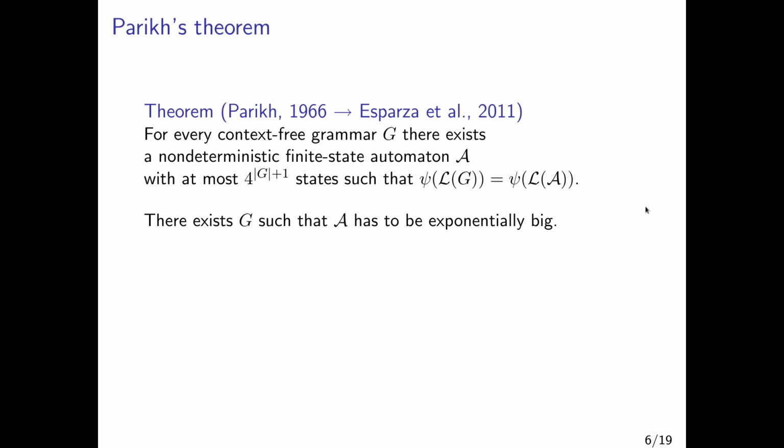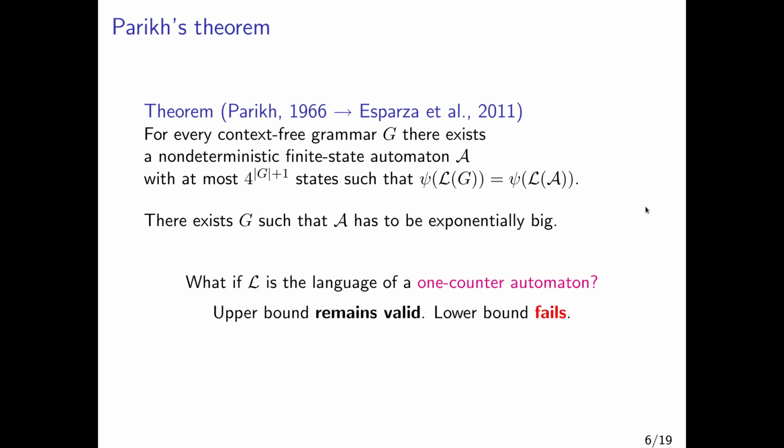But then you can ask what happens if you look at subsets of context-free languages. What happens if you look at one-counter languages? Well, the upper bound remains valid, but for this subclass, this lower bound fails. So then the lower bound is polynomial and the upper bound is exponential. Well, you should ask why care about this question. I mean, you can consider all kinds of stuff. Well, let me show you a particular motivation for this problem.